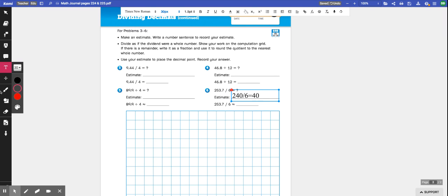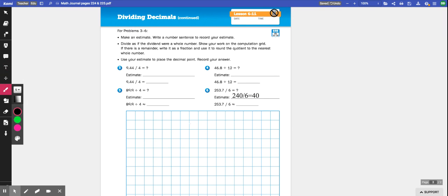Again, I'm removing my decimal points. I'm using my grid to help me divide. That's a little thick. Let me make that a little bit thinner. So really, I'm going to have 2,537 divided by 6.